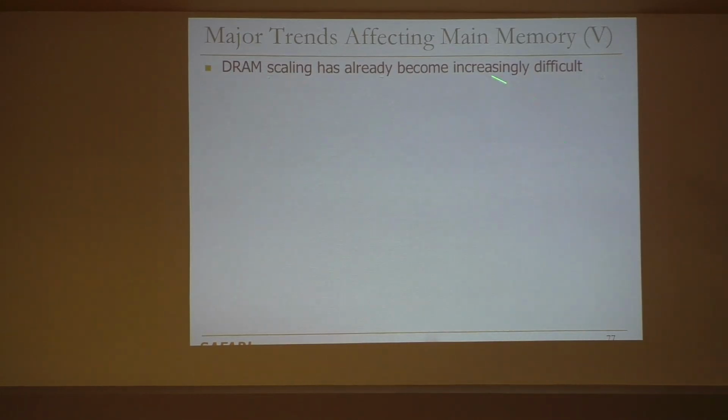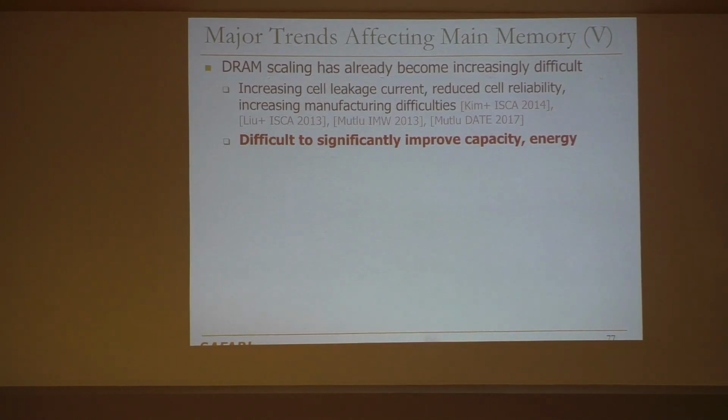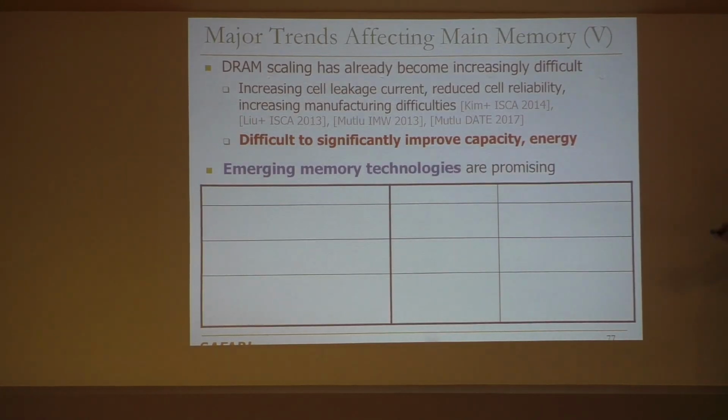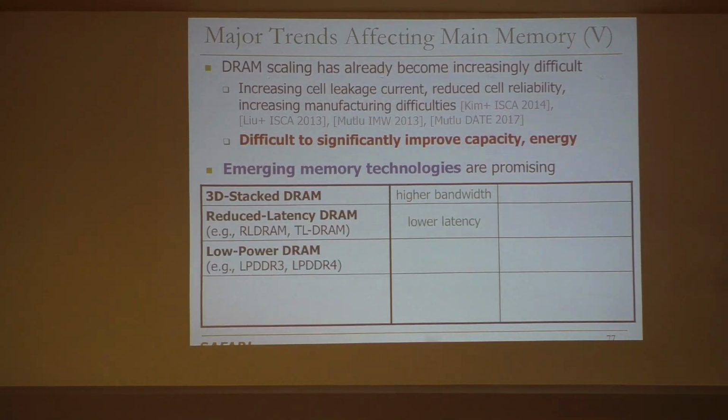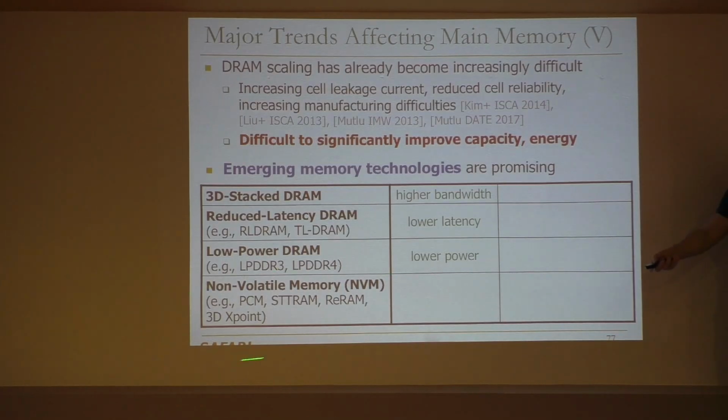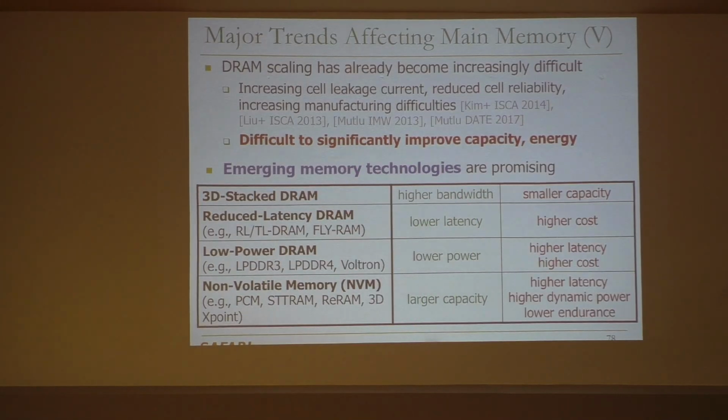But basically, DRAM scaling has already become increasingly difficult. It's not just row hammer, there are other things that are going to happen also. So as a result, people are exploring these emerging memory technologies like 3D-stacked DRAM, reduced latency DRAM, low power DRAM, and a lot of non-volatile memories. This picture doesn't do justice to it, but the takeaway in this slide is all of these technologies are good at some metrics, but they're also bad at some other metrics. So there's no single memory technology that's good at everything that we want.